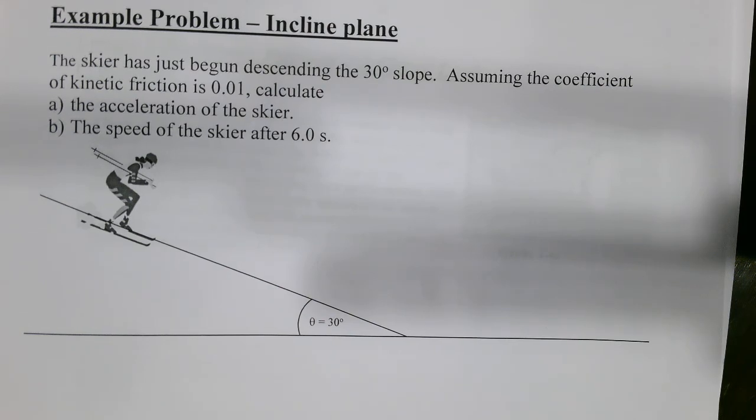Must be skiing in the Poconos, because that's a really low coefficient of friction. It's probably very icy, right? And the Poconos is very icy, so you want to go up to like Vermont.